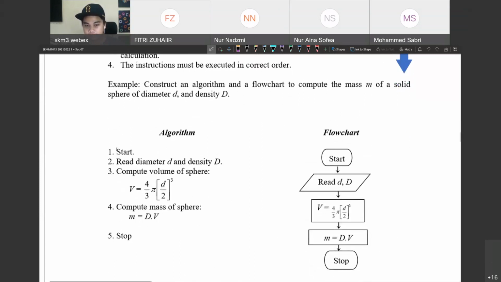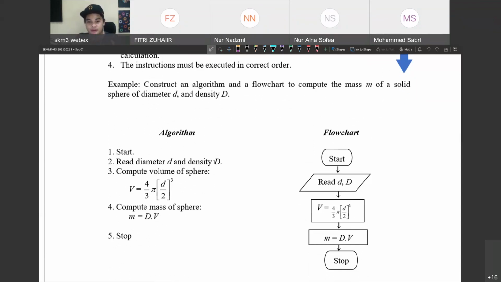Okay, first, this is the algorithm. Remember, it is a step-by-step procedure. We start with one, start. Number two, read the information, which is the diameter and the density. That means you key in the information.